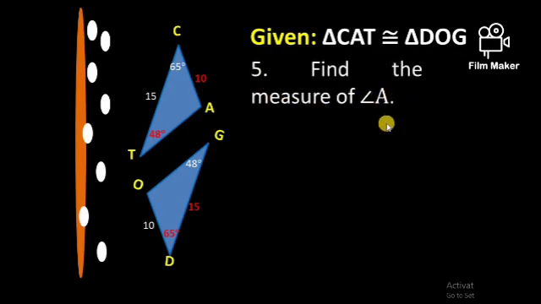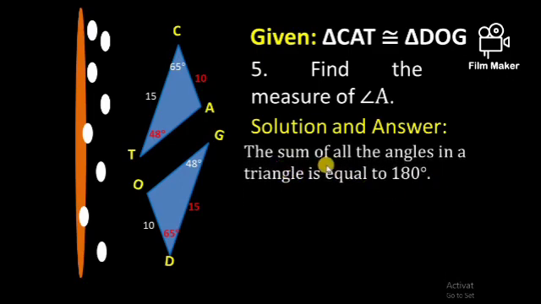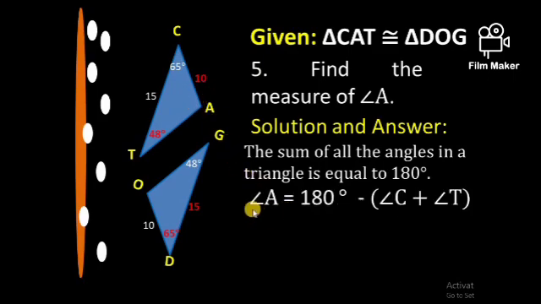Number 5. Find the measure of angle A. Corresponding angle ni angle A is si angle O, pero wala silang parehas na sukat. So, paano ang gagawin natin? Let us consider this statement. The sum of all the angles in a triangle is equal to 180 degrees. Ang sum daw ng angles ng isang triangle ay equal sa 180 degrees. So, ang ibig sabihin, para makuha natin ang measure ni angle A, ima-minus natin sa 180 degrees ang sum ng measures ni angle C at ni angle T.